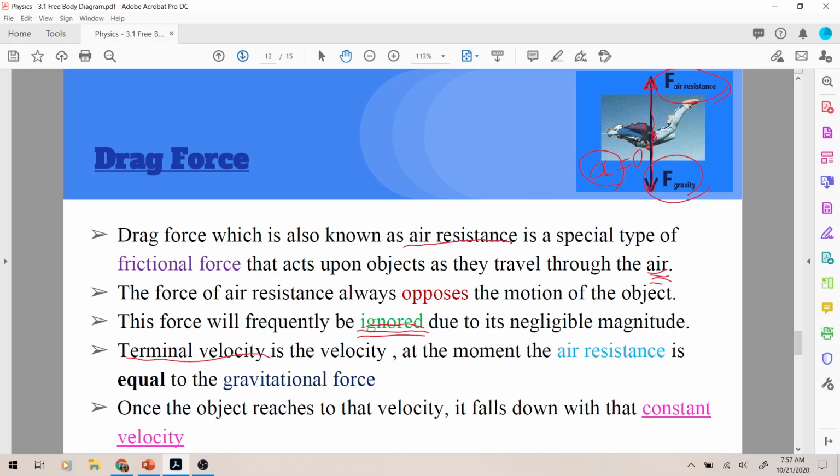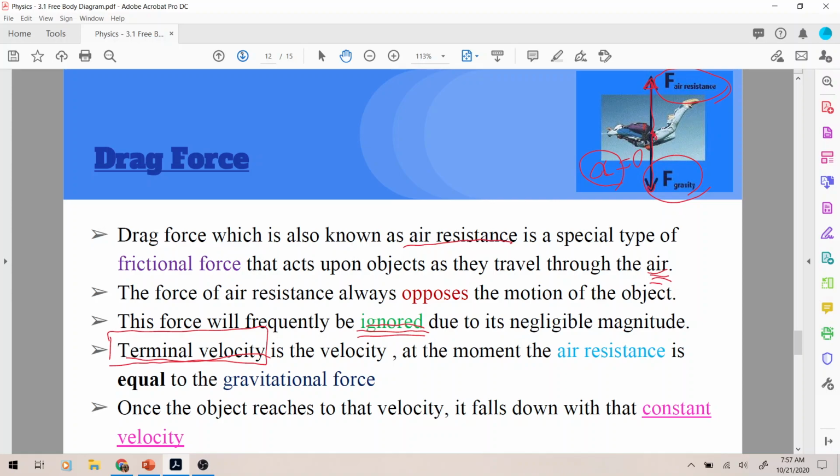So that is the term. The terminal velocity is that velocity when you reach the point where your air resistance equals your gravitational force. So after that point, you are not able to speed up anymore. You're just basically falling with a constant velocity.